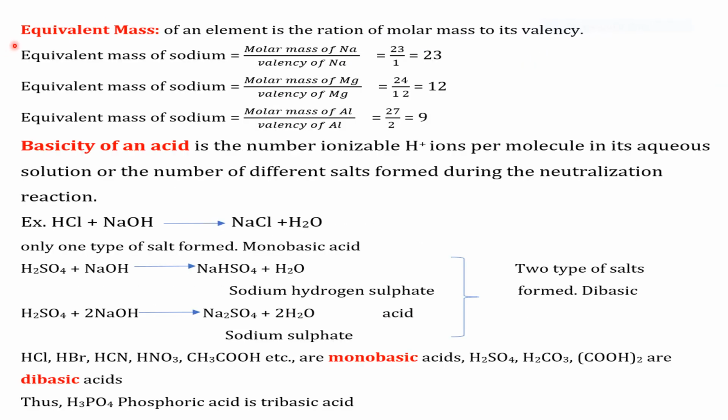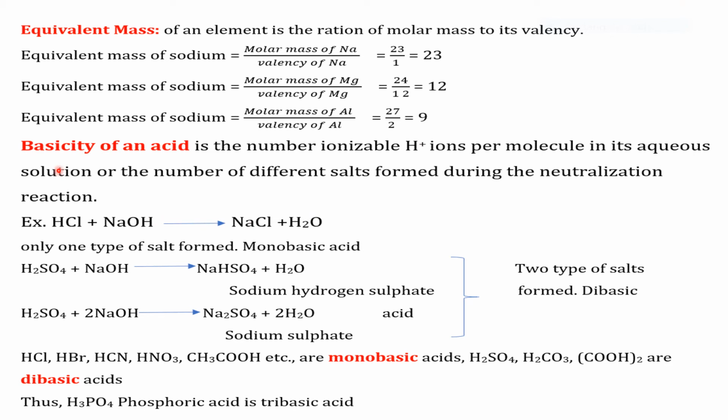Now let us learn about equivalent mass. Equivalent mass of an element is the ratio of molar mass to its valency. So the equivalent mass of sodium equals the molar mass of sodium by the valency of sodium, that is 23 by 1, equal to 23. Equivalent mass of magnesium equals 24 by 2, which is 12, and equivalent mass of aluminum equals 27 by 3, equal to 9.